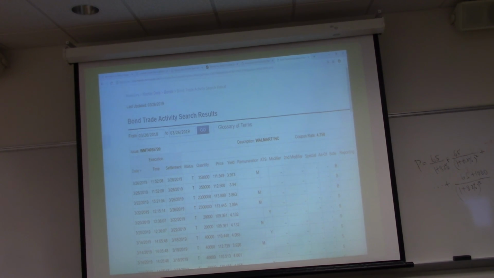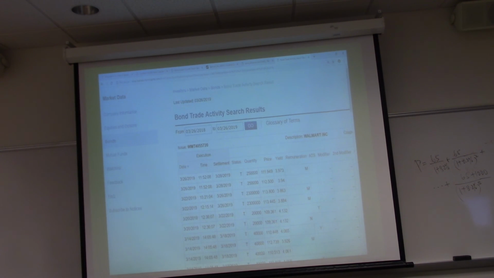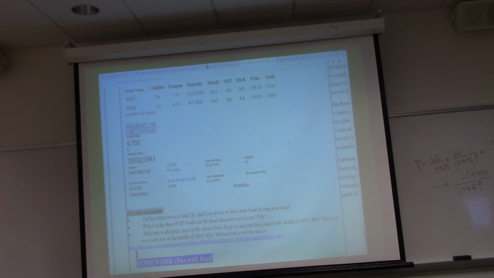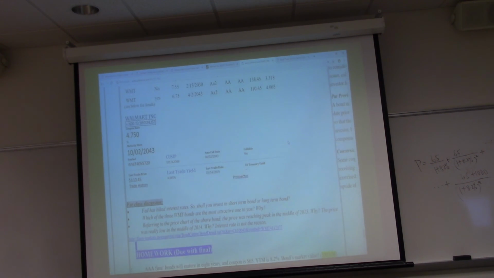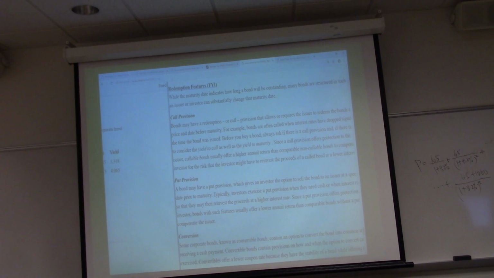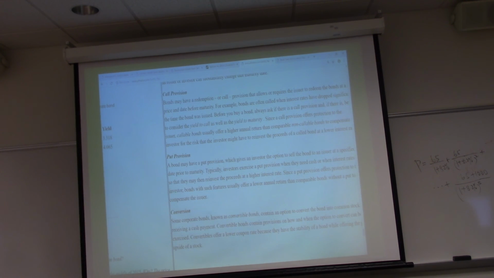So you can find the trading history. You can even find who the traders are. Anyhow, this is this one. Do you have any questions? So we've done the homework. This is some bond information. A bond could be called. You could also convert it to stock, which could be defined in the contract. It could also have put provisions.